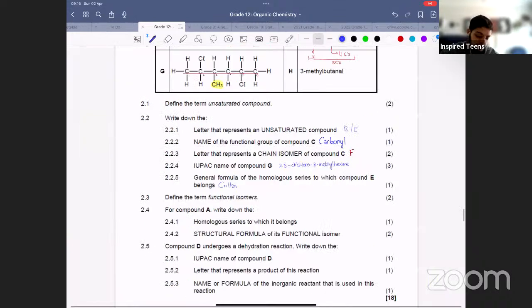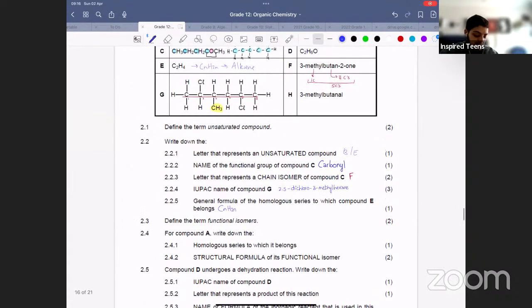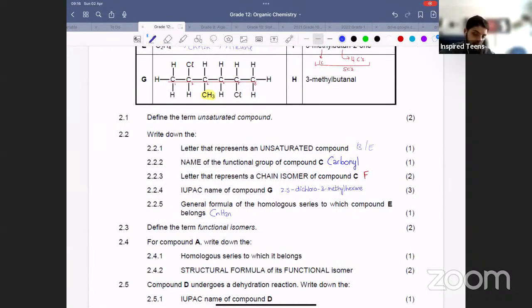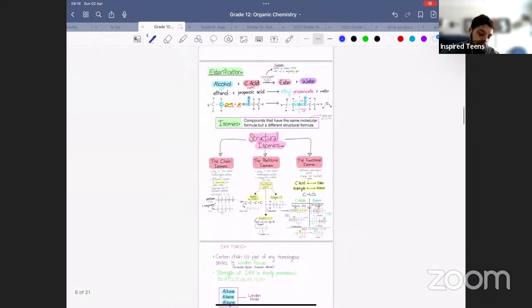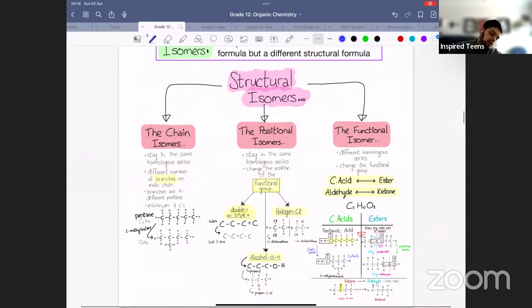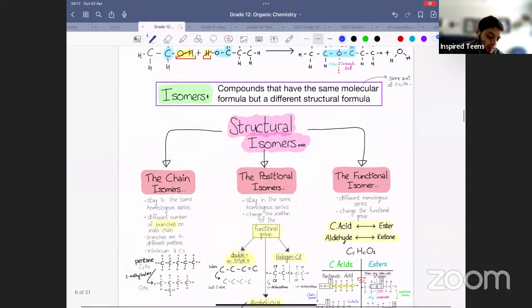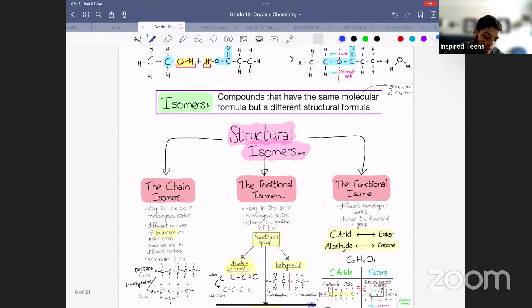Okay, let us look at 2.3. Define the term functional isomers. Okay, so you get 3 different definitions technically, right? Let's go back to our isomers. I only gave the general definition, which is compounds that have the same molecular formula but different structural formula. Now this is true for all isomers. However, you can specify how they are structurally different for each one.